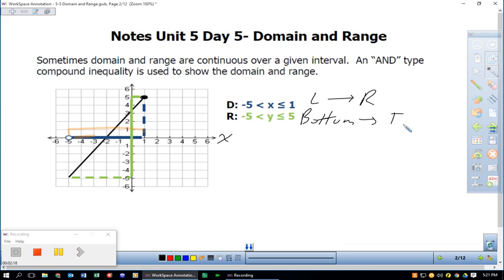Bottom to top. The lowest that this function gets down to is negative 5, and it's open, so it goes negative 5 with no line. And it goes all the way up to positive 5, and it includes that. It's a solid dot there. It is closed, so we have a less than or equal to. That is what a lot of this is going to be. When they are continuous, this is what they look like. Discrete is a little different, but most things are continuous.